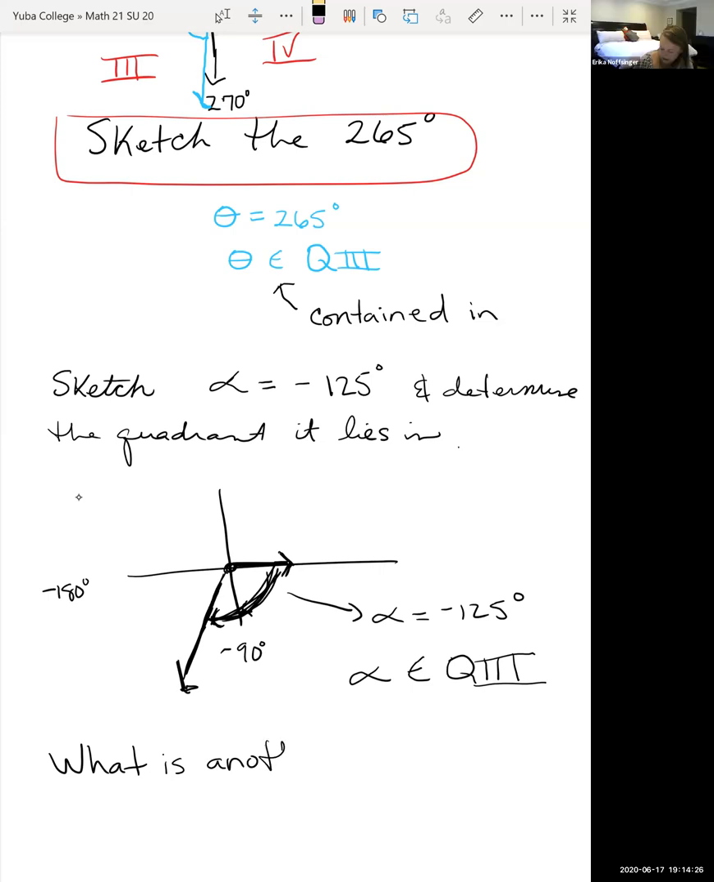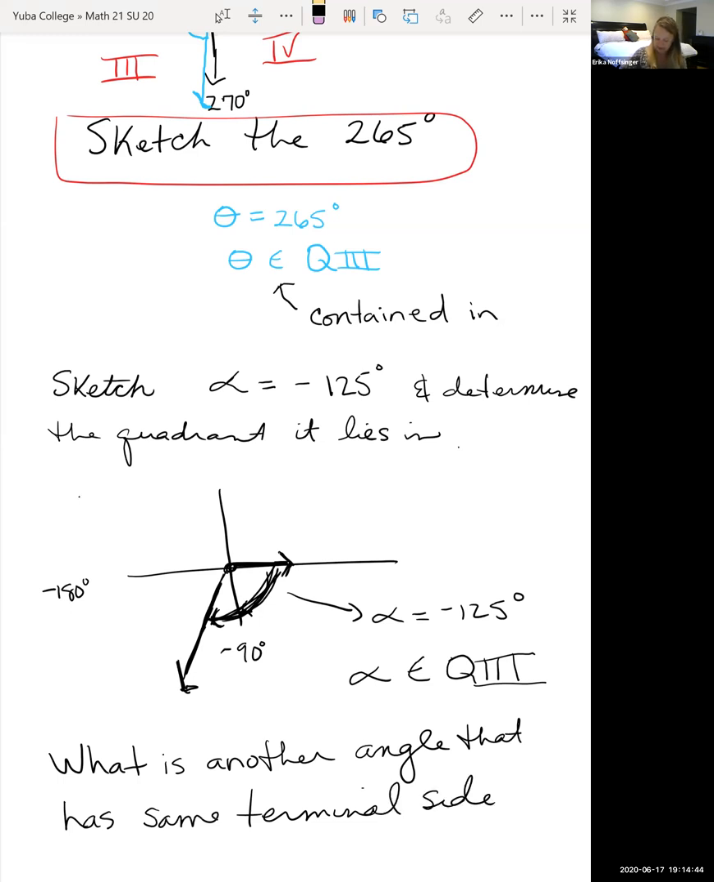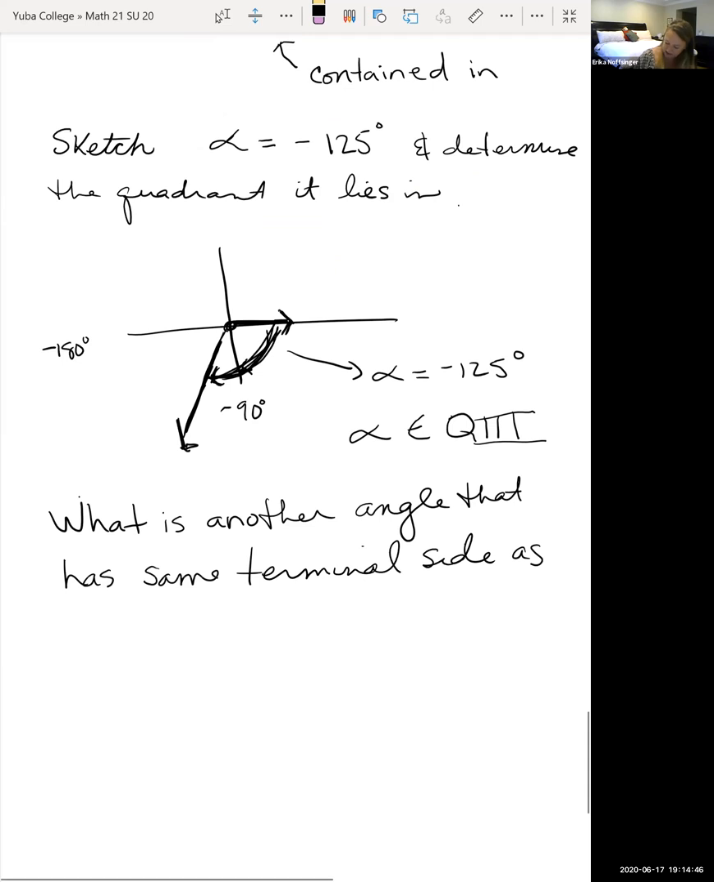So what is another angle that has the same terminal side as negative 125 degrees?